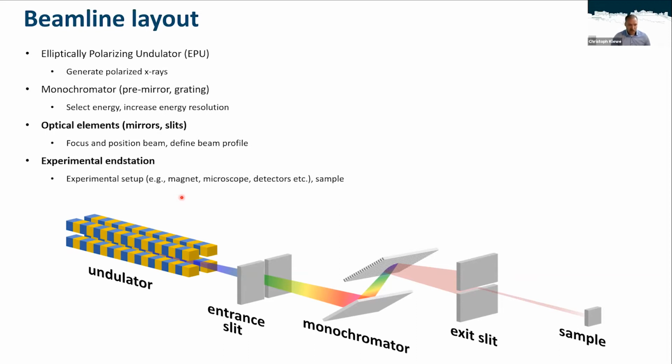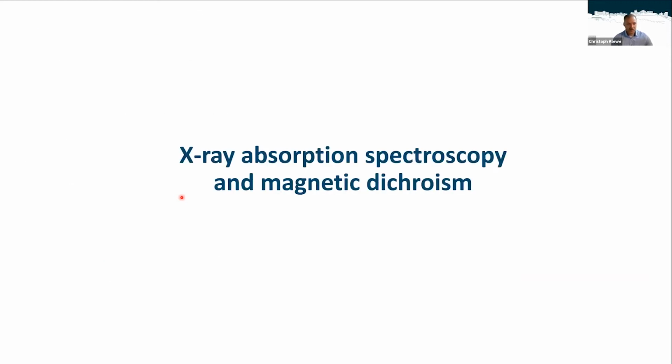Okay, so now that should give you a general idea how the X-rays are generated in the synchrotron and how they get to the sample in the beamline. So in the next step, we are going to take a look at how we can use these X-rays to get the magnetic information via X-ray absorption spectroscopy and via magnetic dichroism measurements.